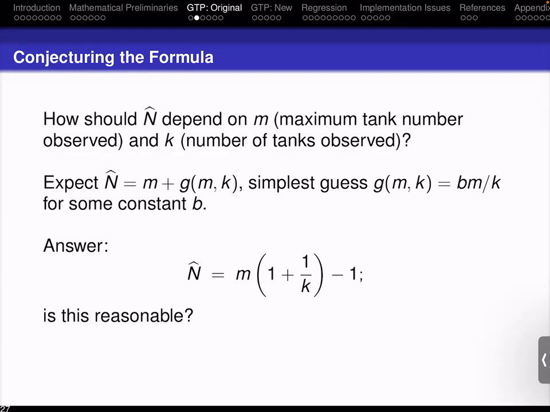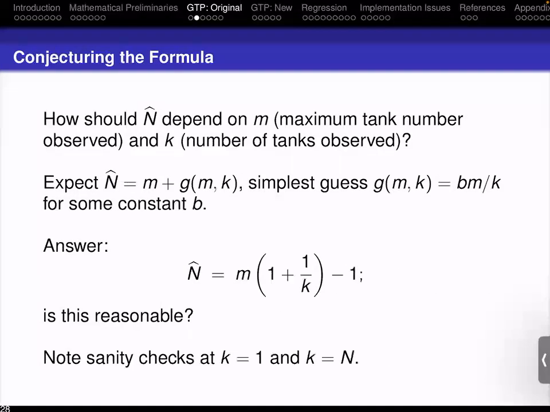There are N tanks, you observe all of them. What's the largest serial number you observe? N. So in that case, M would equal N. You get N times (1 plus 1 over N) minus 1. That's N plus 1 minus 1, which is N.